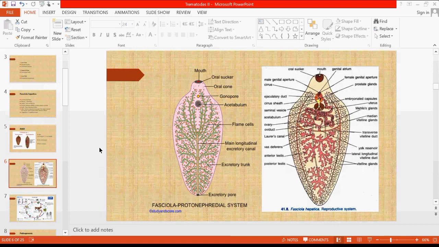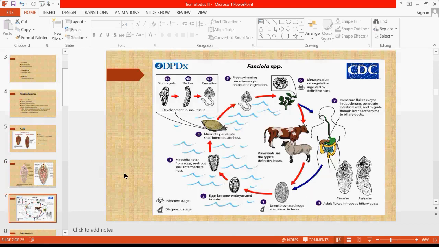Okay, so now we are going to see their life cycle in detail. When we see the life cycle, we'll start with the definitive host, the intermediate host, and then the route of transmission. So in Fasciola hepatica, the definitive host is predominantly the sheep. Then also some of the goats, cattle, and even man can be a definitive host. And the first intermediate host, as I already told you, will be the snails. So snails are the first intermediate host, and the second intermediate host is the aquatic plants.